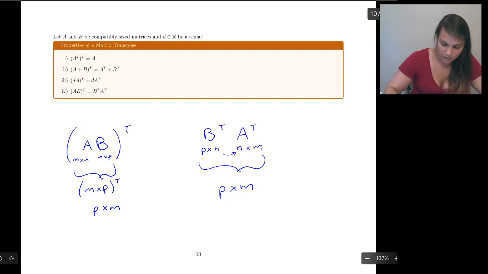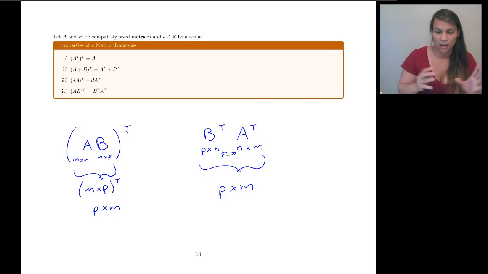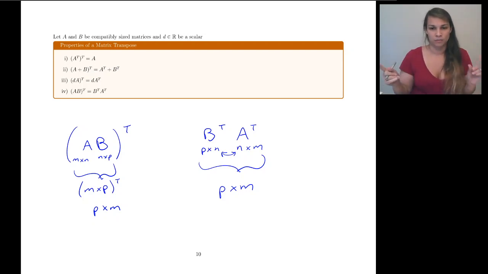Indeed, if I hadn't switched the order of B and A, so that they're backwards from before, you wouldn't get this n and n on the inside matching dimensions thing happening. And so you wouldn't be able to multiply them at all if you just straight took the transpose in.